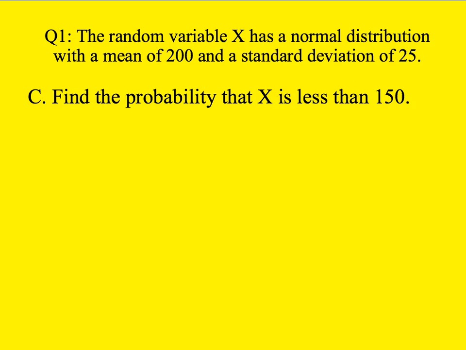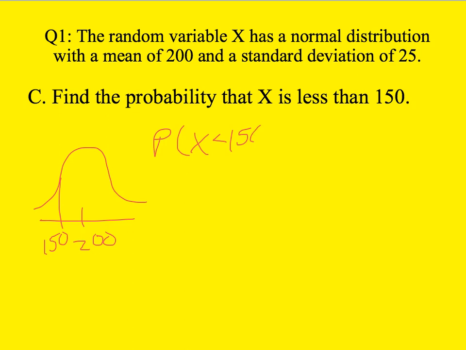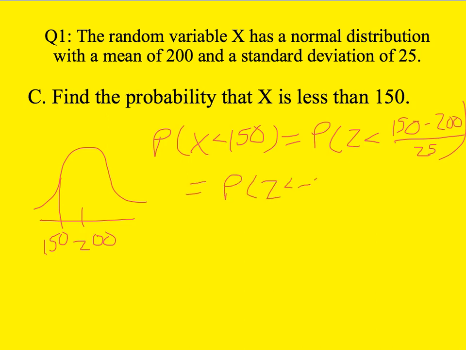The last question is less than 150. I think it's probably common for you now. I have 200 in the middle. I have 150 out here. The probability that x is less than 150 equals the probability that z is less than 150 minus 200 over 25, which is equal to the probability that z is less than negative 2.